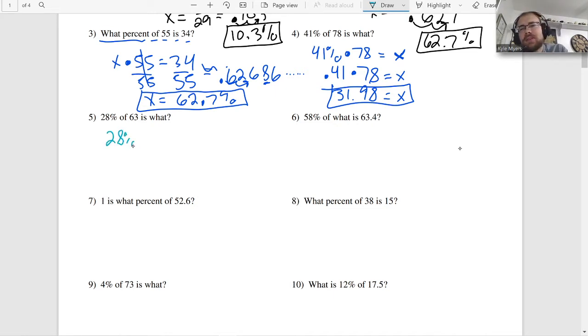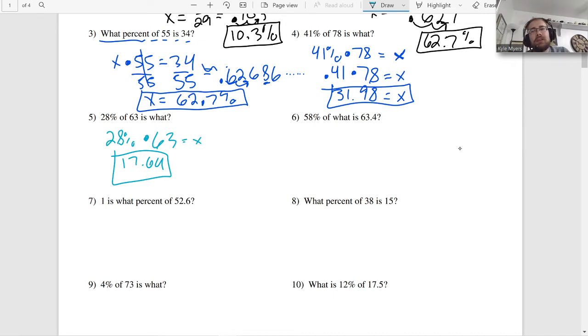28% of means multiply. 63 is what? Okay, so I need 0.28 times 63, and that's 17.64. And that's it. That's the answer.